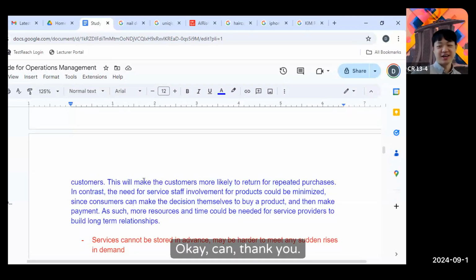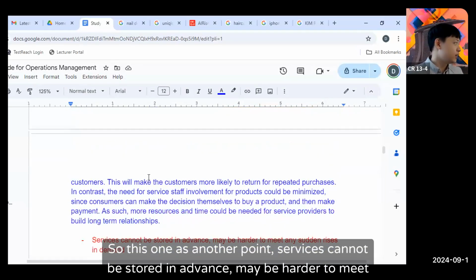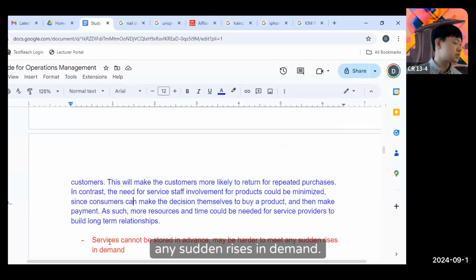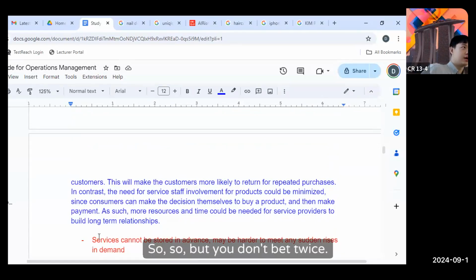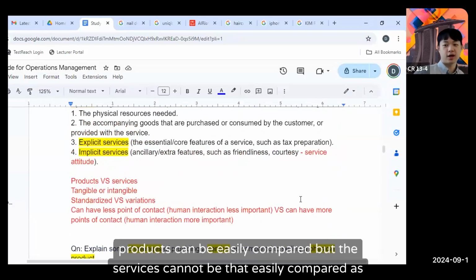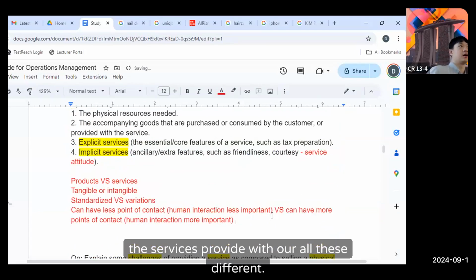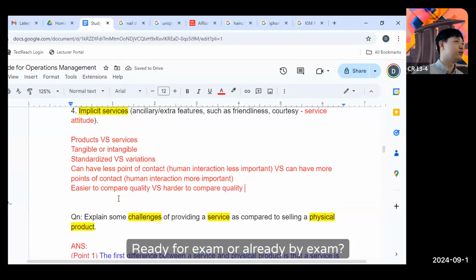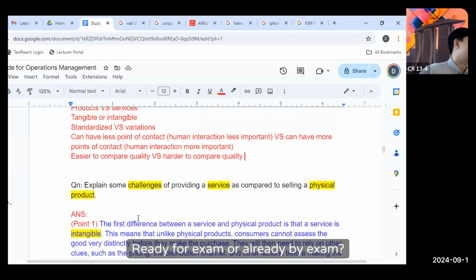Okay, Ken, thank you. As another point, services cannot be stored in advance, so it may be harder to meet any sudden rises in demand. Agree? Also, it is difficult to compare quality. Products can be easily compared, but services cannot be that easily compared, as the services provided are always different. Ready for exam? Can feel.